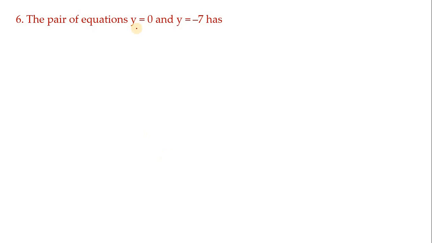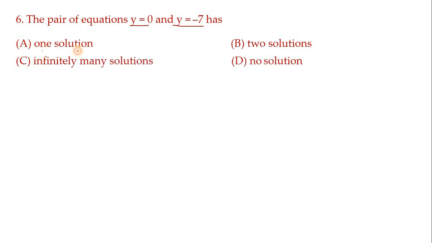The pair of equations y equals 0 and y equals -7 has one solution, two solutions, infinitely many solutions, or no solution. So to help you understand, I have to draw a graph here. See, whenever y equals 0, see here the x coefficient is not given.